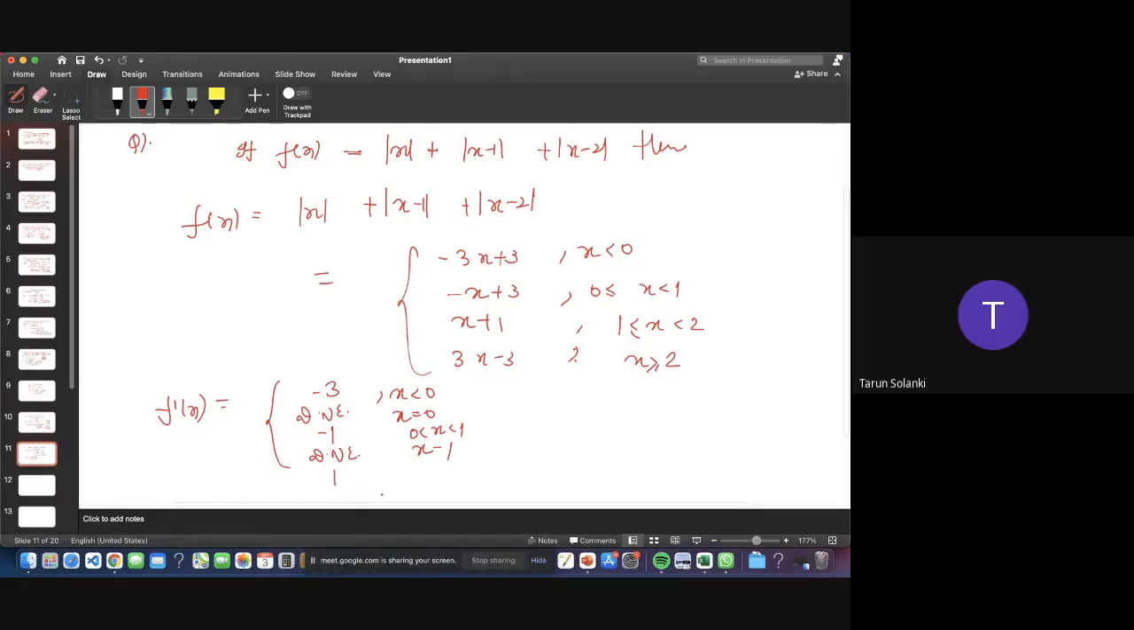Similarly, for 1 for x between 1 and 2, it also does not exist at x equals 2. And finally 3, where x is greater than 2. So clearly f(x) has the minima at x equals 1. So we can write minima at x equals 1, and neither minima nor maxima at x equals 0 and 2, right? So we can check out here. We can copy this problem, then we can move to the next one.